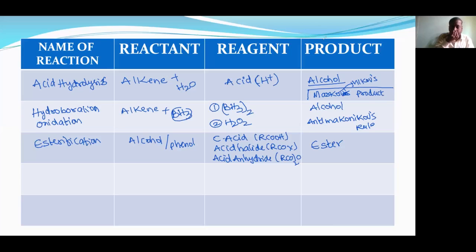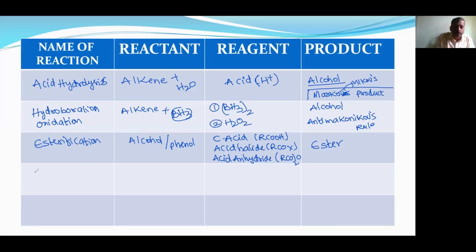So the third row is esterification. In the esterification, the third naming reaction, alcohol and phenol when treated with carboxylic acid, acid anhydride or acid halide, then esters are formed. Now the next naming reaction. We are left with some more naming reactions. Let's finish them fast.